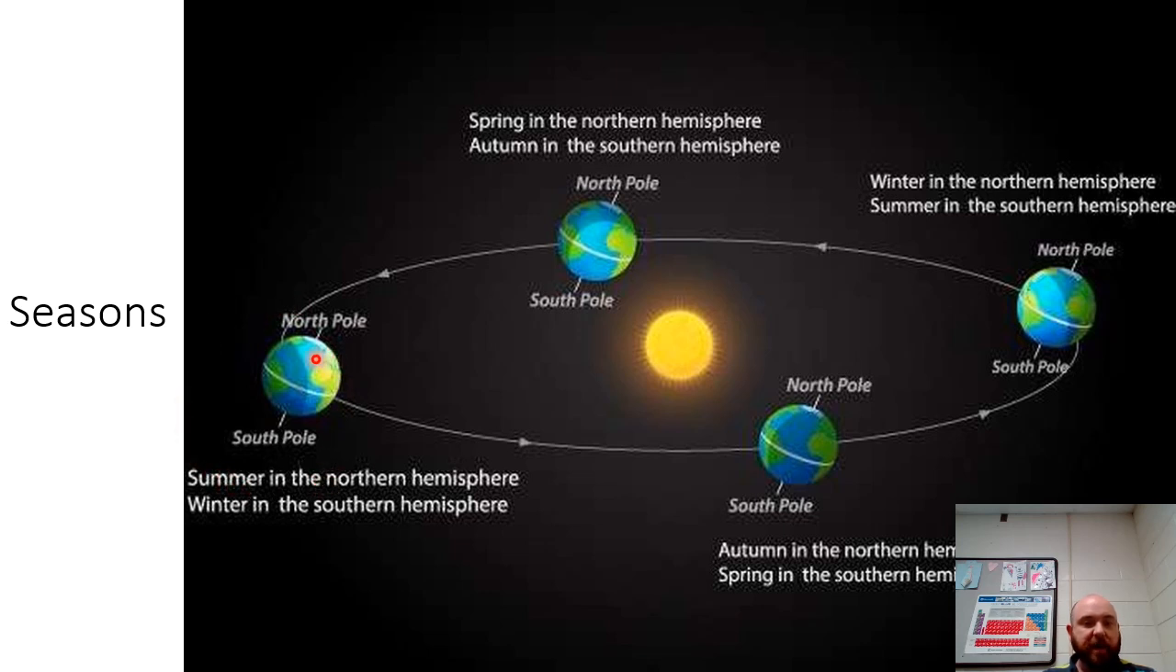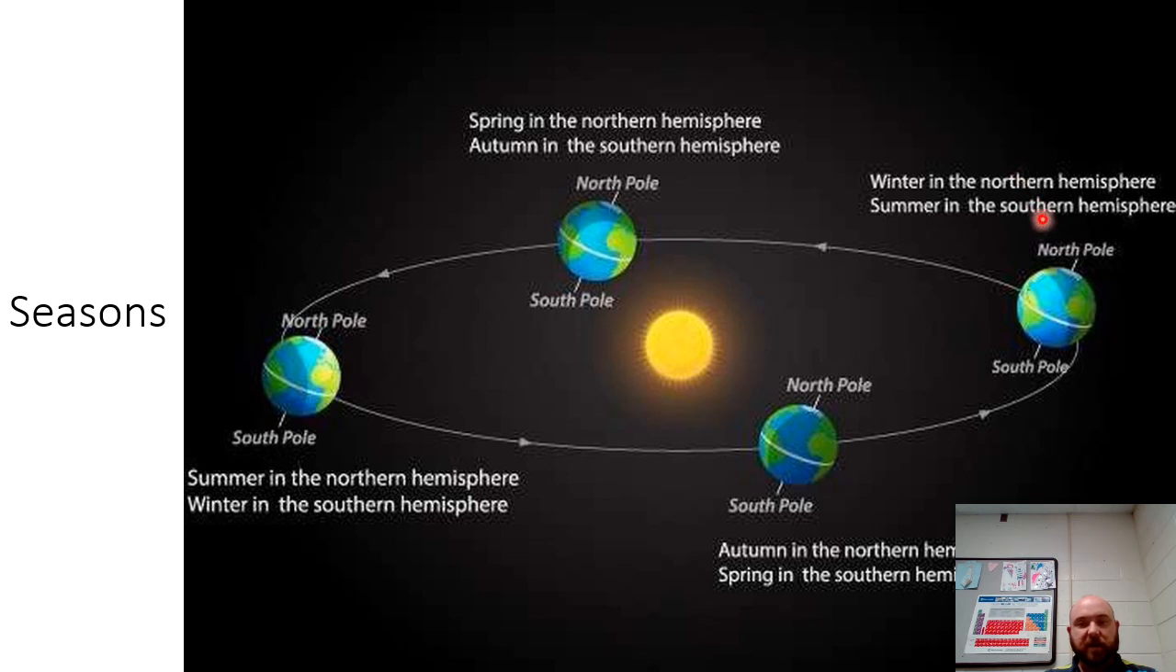And so because of that, we have summer in the northern hemisphere, which is getting much more sunlight. That sunlight is lasting longer, and that sunlight is more direct. So we're getting much more sunlight here and much less sunlight here. And that would make it summer in the northern hemisphere and winter in the southern hemisphere.